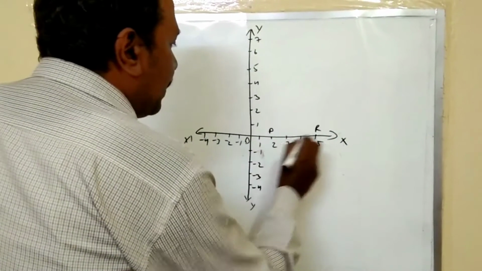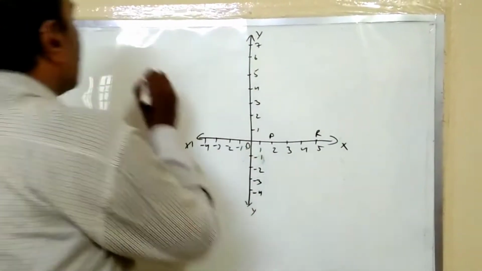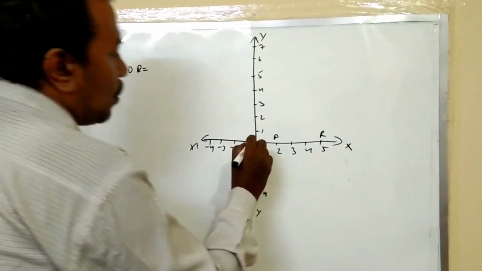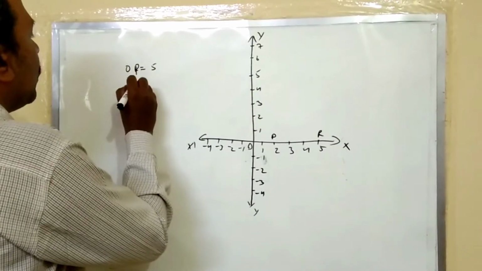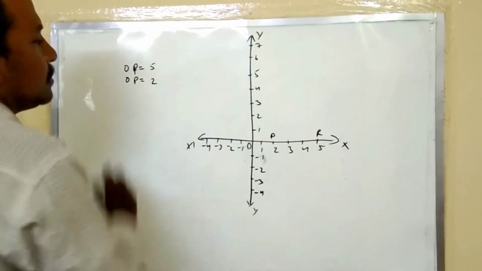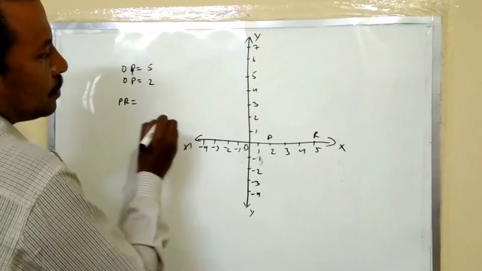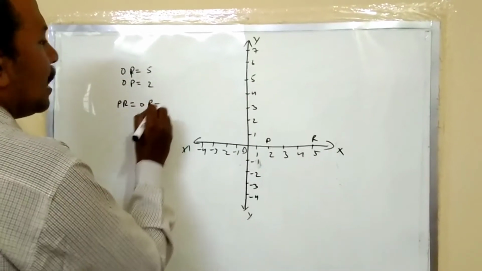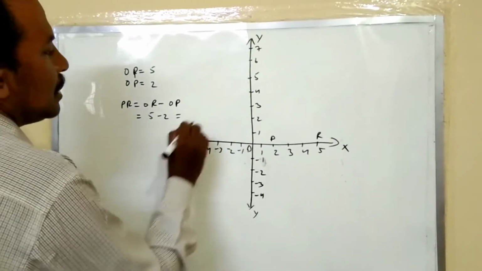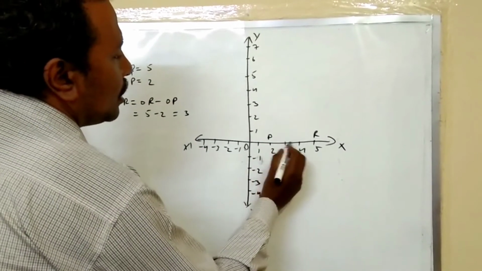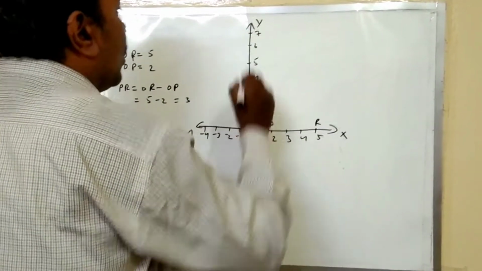What is the distance between P and R? For that, we have to find the distance between O to R. OR is 5 units and OP is 2 units. So what is the distance from P to R? PR is equal to OR minus OP, that is equal to 5 minus 2 is equal to 3 units. 1, 2, 3. Okay.